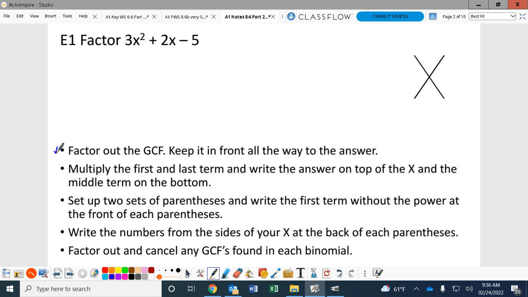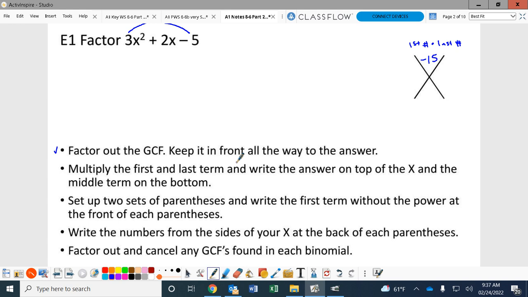Number 2 says multiply the first and the last term. Guys, we're going to take this 3 and multiply it by this -5. That number is going to go on the top of our x. Every single time, we multiply the first number by the last number. First times the last. What does that give you to put on top of our x? -15 goes on top of our x.